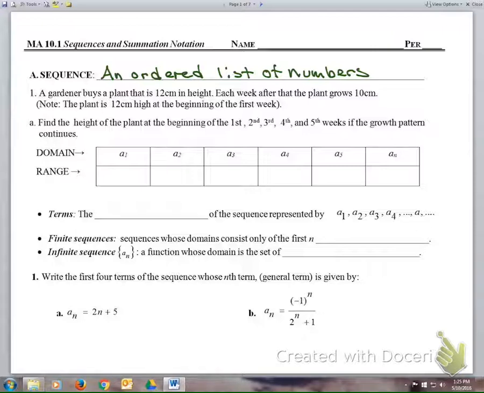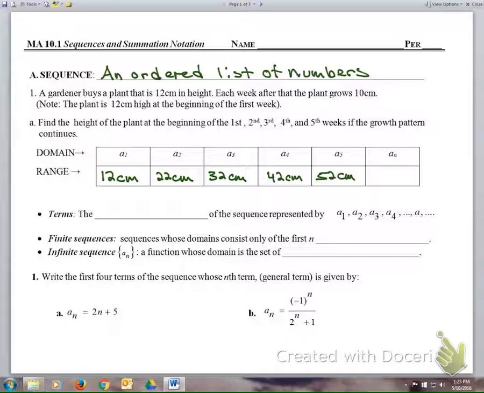Find the height. So the first week, it is 12 centimeters, and then it grows each week 10 centimeters. So the second week would be what? Yes, 22 centimeters. And then the next week, you add 10, so 32 centimeters. And so on. So you've got 42 centimeters and 52 centimeters.